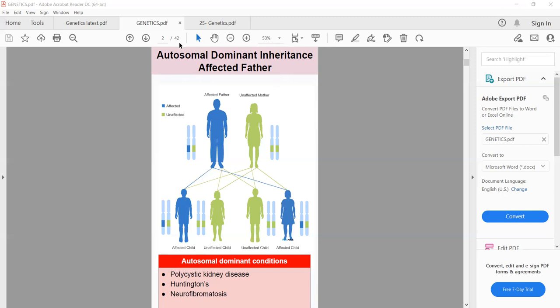So what will be the pattern of autosomal dominant diseases if one parent is affected? Now in this example, the father is affected and the mother is unaffected. Remember that in dominant diseases, there is no carrier state.